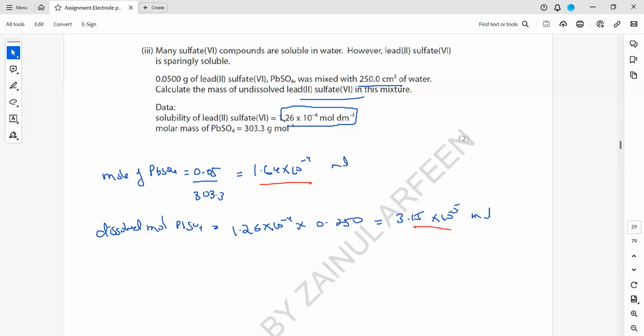How many moles will be undissolved? The total moles, which were 1.64 × 10^-4, minus 3.15 × 10^-5, this will give us 1.33 × 10^-4. These are the moles that will not dissolve. And then multiply by the molar mass, 303, to get the mass that does not dissolve. So it will be 0.04 grams of lead sulfate that will not dissolve in 250 cm³.